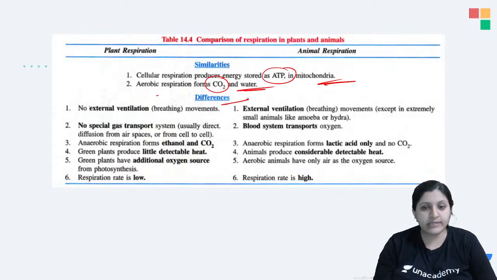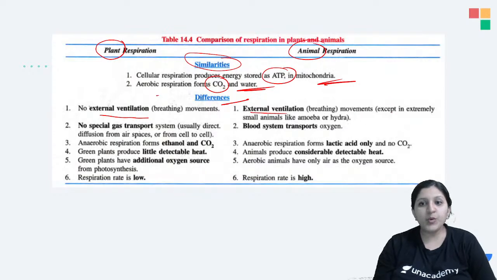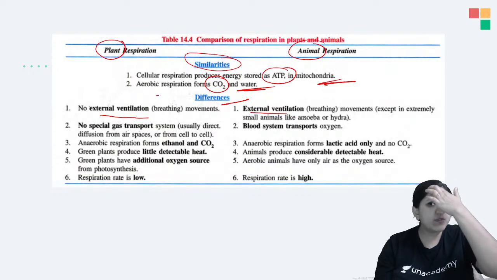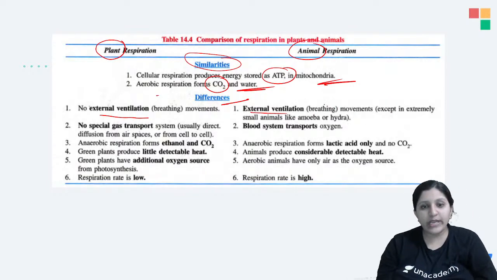Now with differences, this was the similarity that we have with respect to plants as well as animals. In case of differences, in plants there is no external ventilation, and here in animals we can find external ventilation. In extremely small organisms like amoeba, there is no ventilation as such.